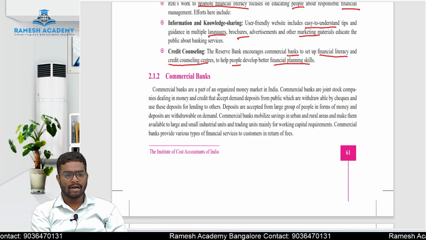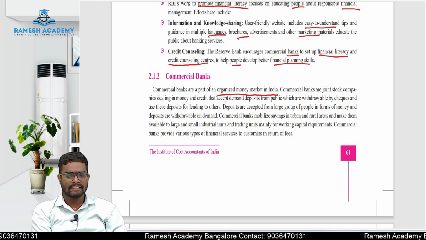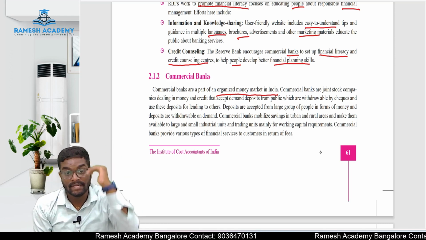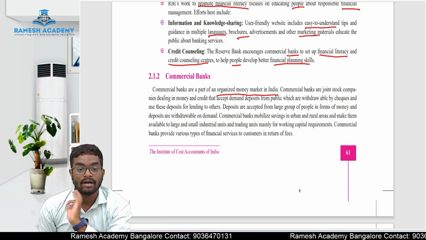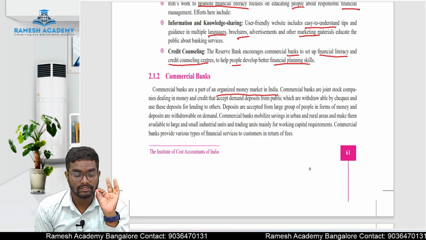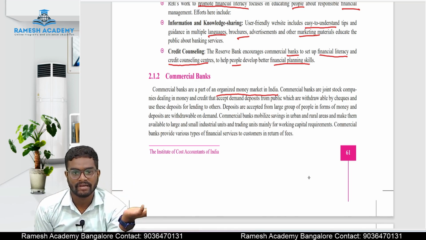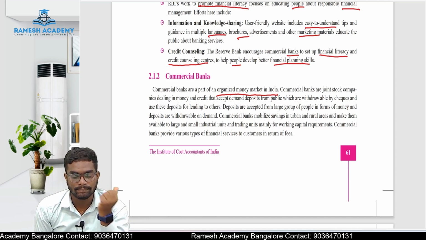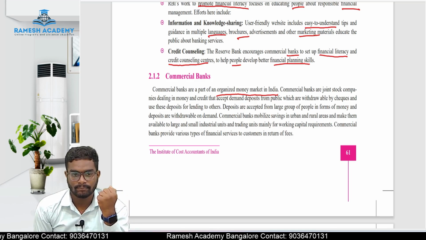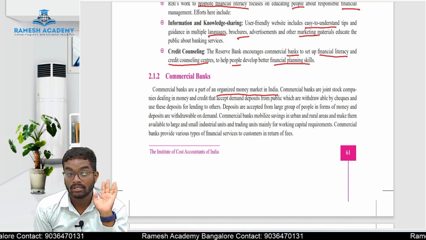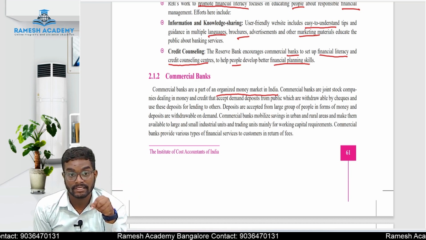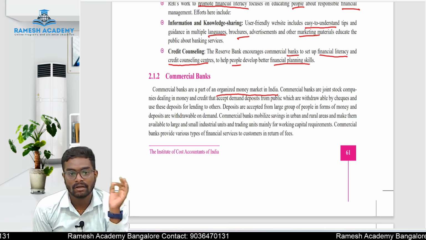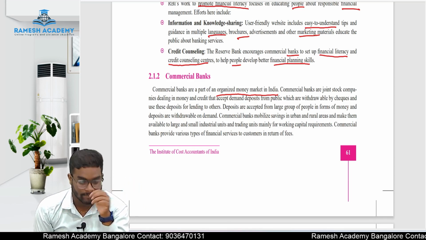Commercial banks are part of an organized money market in India. So they come under the surveillance of RBI. There are also many unorganized ways, because you would have known about pawn lenders. They'll keep the gold, they'll keep the property papers, and they'll give the amount. Those guys are not regulated by RBI. Commercial banks are regulated by RBI, and that is the reason it is a part of the organized money market.